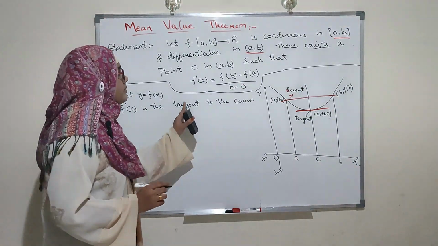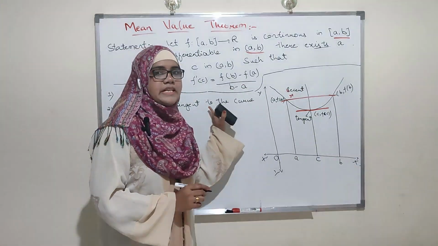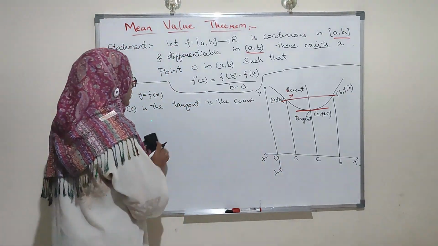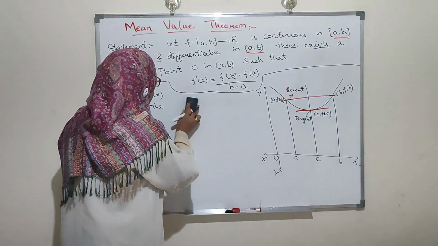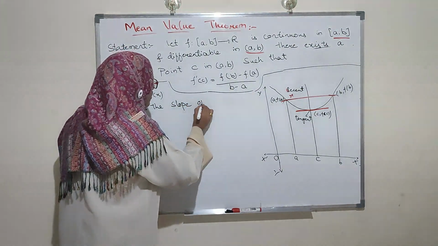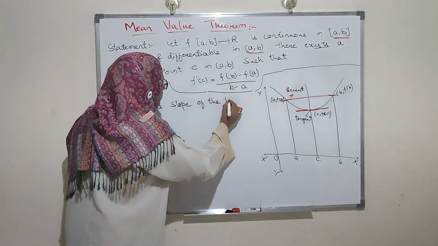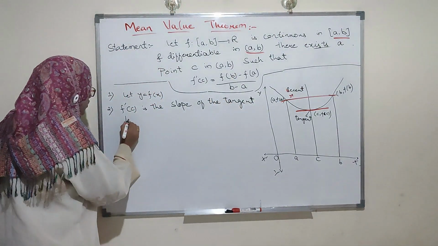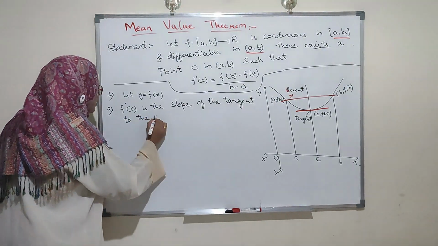f dash of c. By the mean value theorem, f dash of c is the slope of the tangent to the given curve.